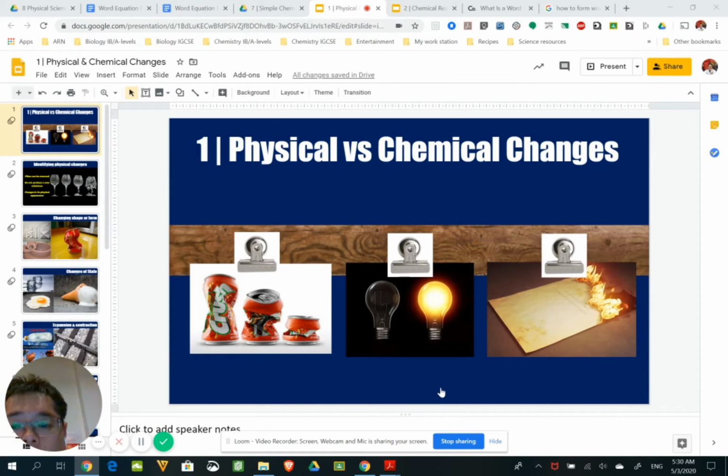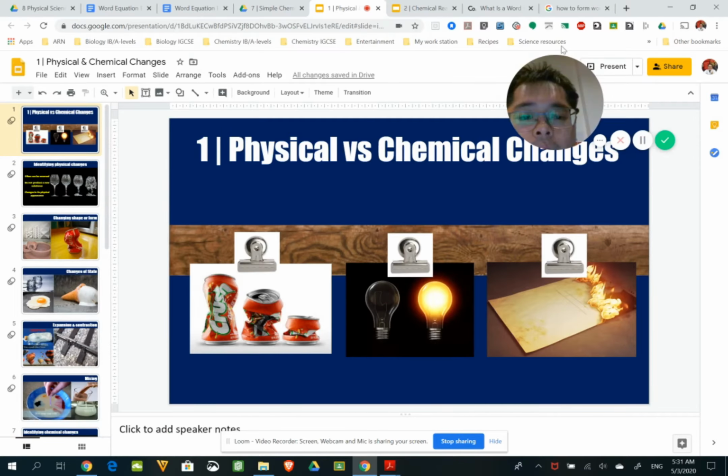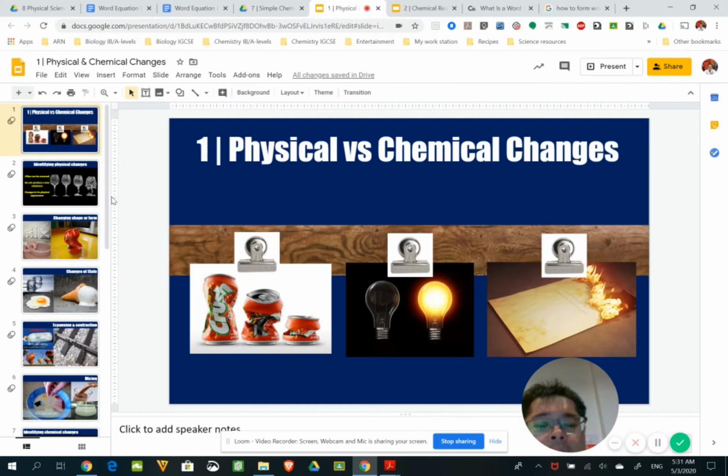So today we are basically going to discuss the difference between a physical change and a chemical change. Let me just put this window away for a short while. Okay, should be fine. So we know that all the changes you see in life will be of two different types. One is a physical change and the other is a chemical change.